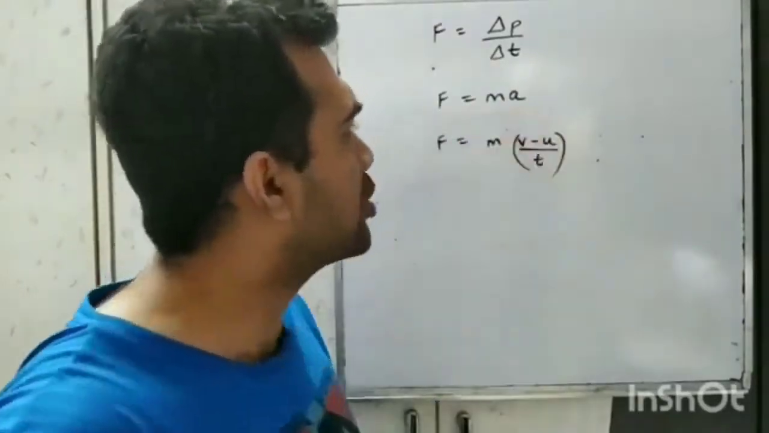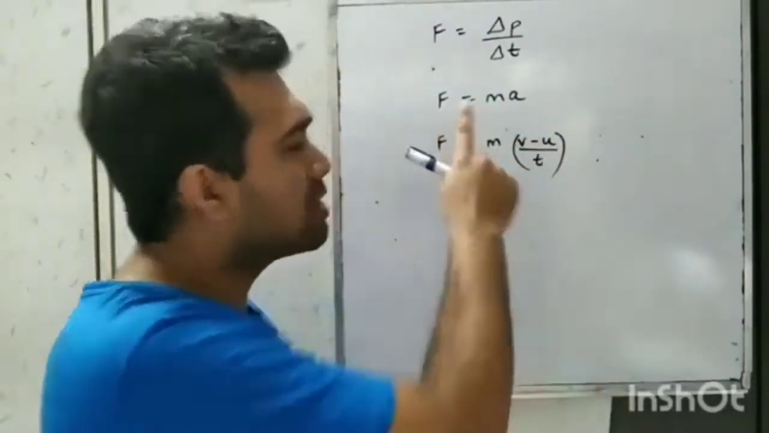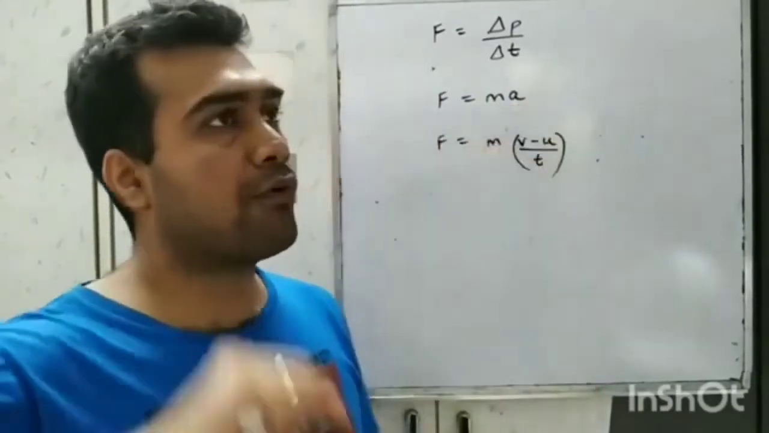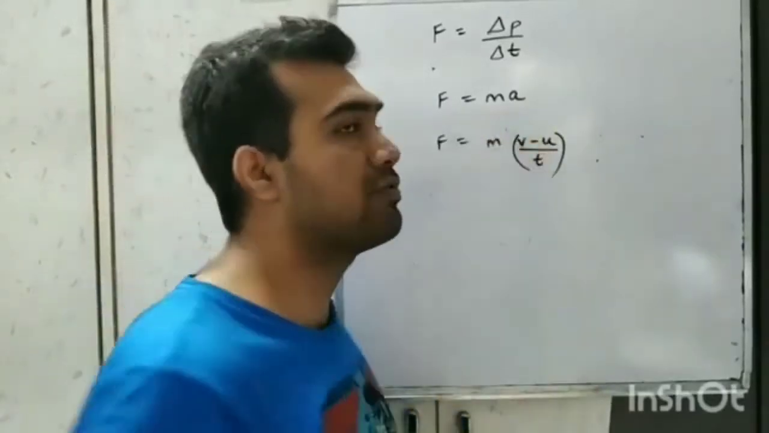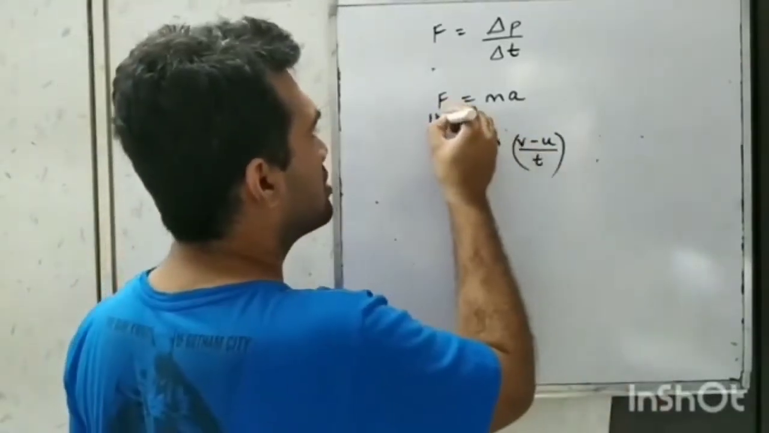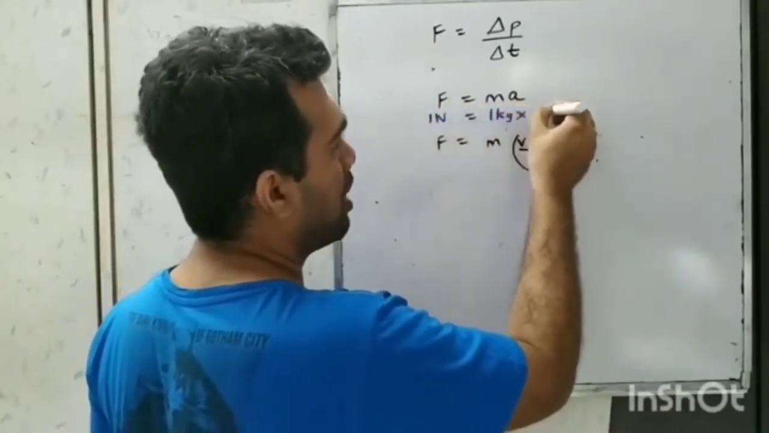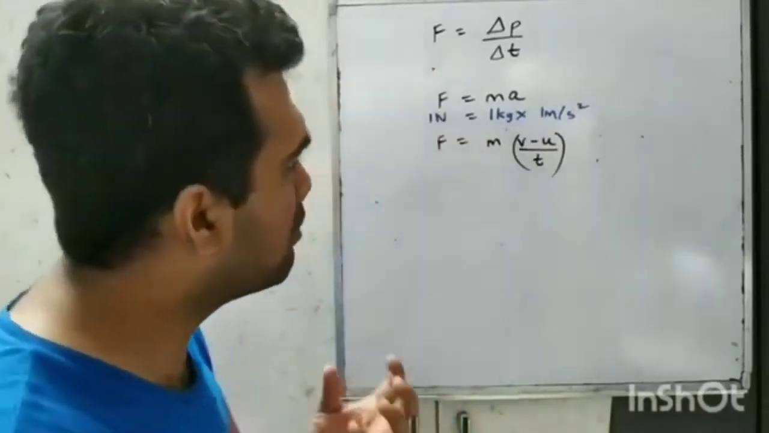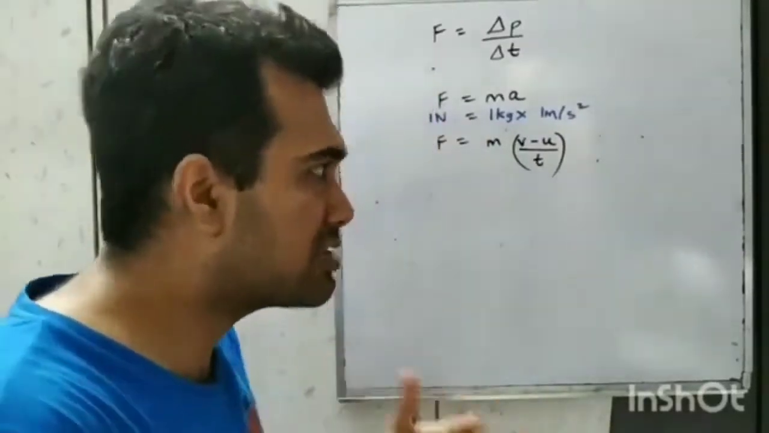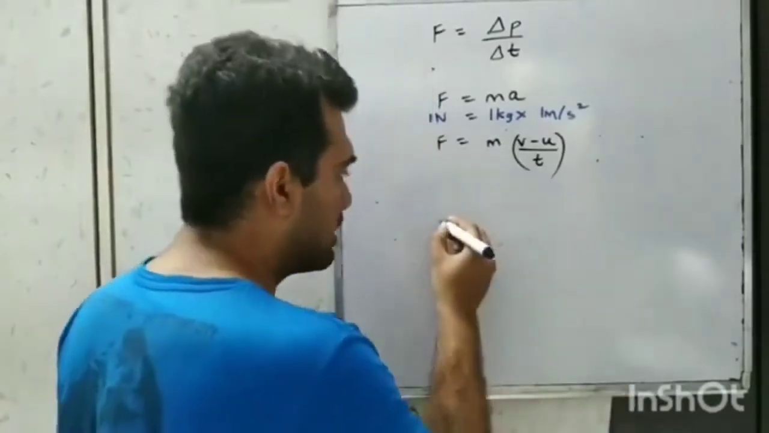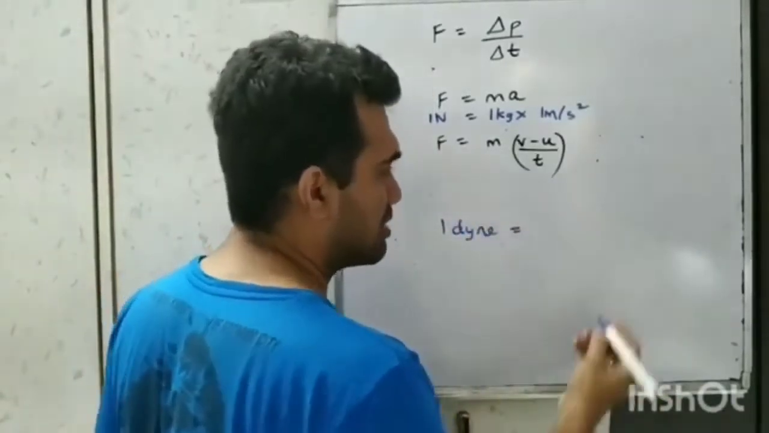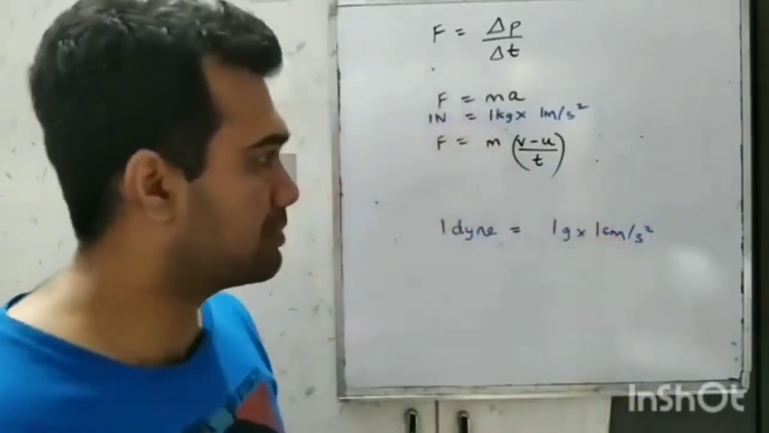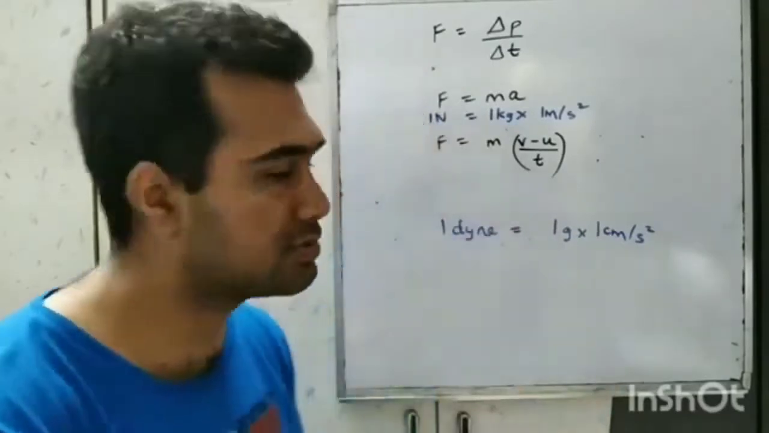With the help of this, we can understand the units of force. For example, 1 Newton force is the force required to produce an acceleration of 1 meter per second square in a mass of 1 kg. So 1 Newton is equal to 1 kg into 1 meter per second square. This is the SI unit. What if we want to convert this into a CGS unit? The CGS unit for force is dyne. 1 dyne is the force required to produce an acceleration of 1 centimeter per second square in a mass of 1 gram. And the acceleration is in the direction of the force applied, of course.